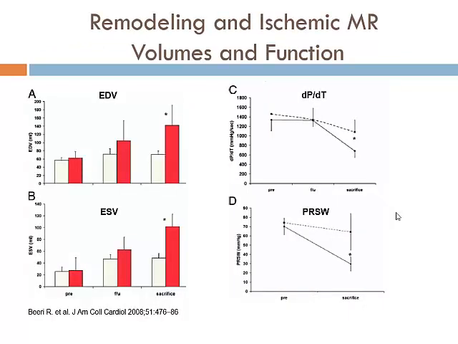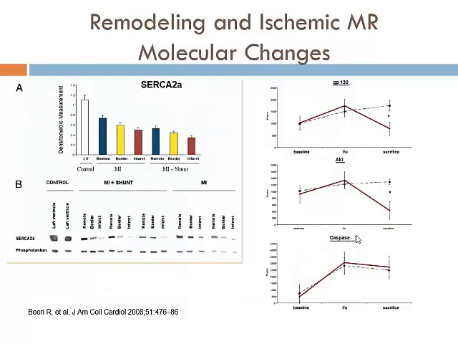In our first work, we demonstrated that adding mitral regurgitation to a myocardial infarction causes excess remodeling. It may be intuitive, but it was never demonstrated. We can see increases in end-diastolic volume, but more importantly in end-systolic volumes, in those animals that have had mitral regurgitation in addition to a myocardial infarction. This also translates into a reduction in contractility, as demonstrated by the preload recruitable stroke work measured using a conductance catheter.